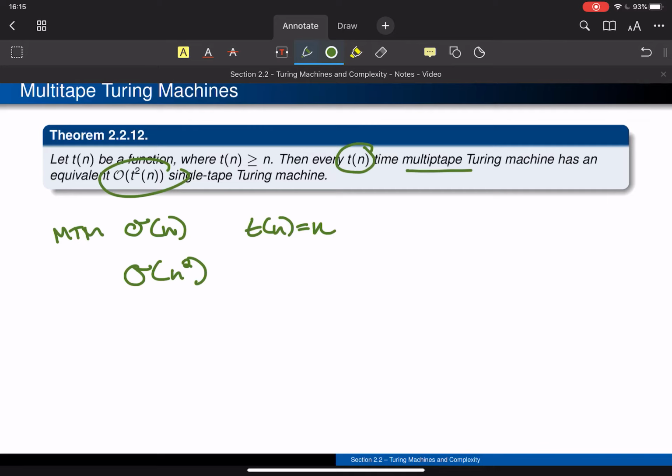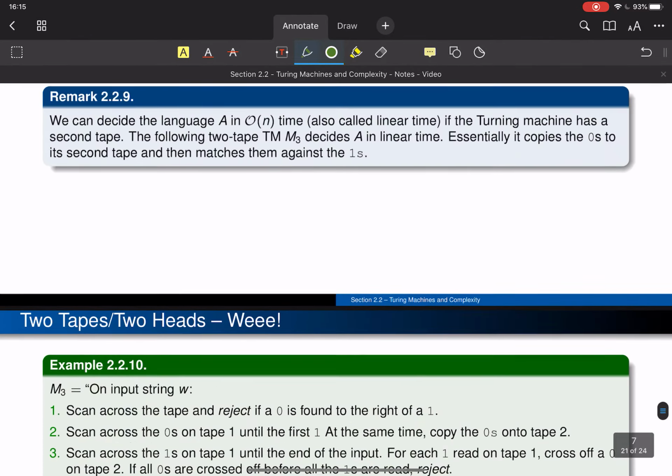you can actually create a single tape machine that runs in big O of t of n squared. So if you get something that would run in big O of, let's say, log n on a multi-tape, the single tape version of it would then run in big O of log n squared, is how that's reading. So it's kind of fun to play with these multi-tape ones.